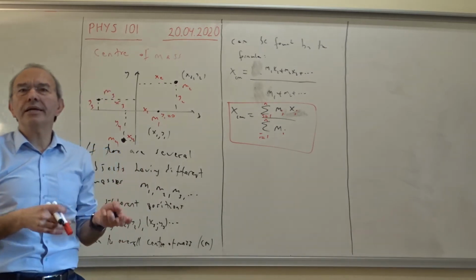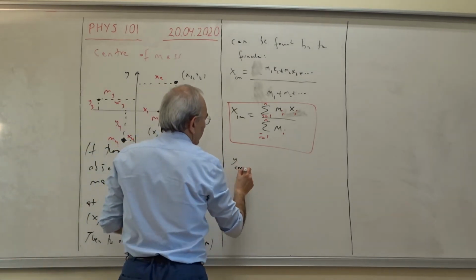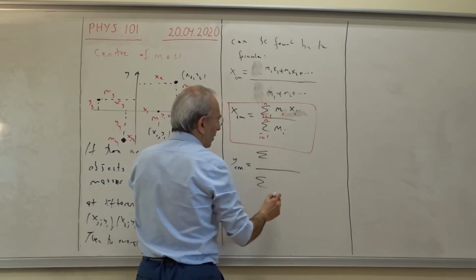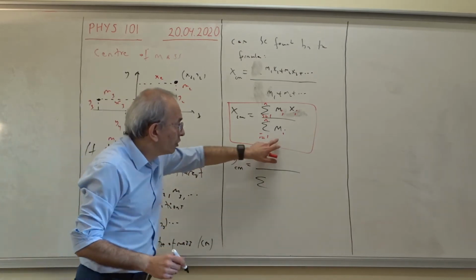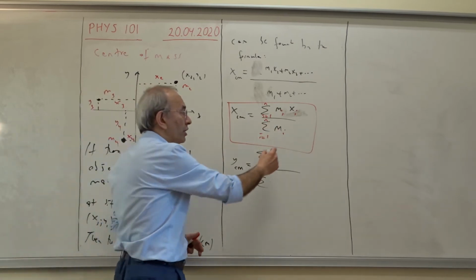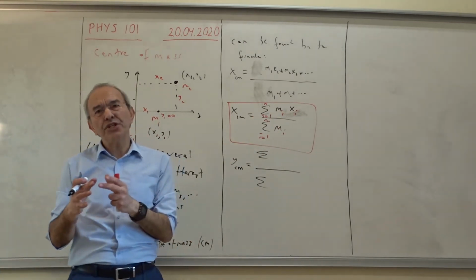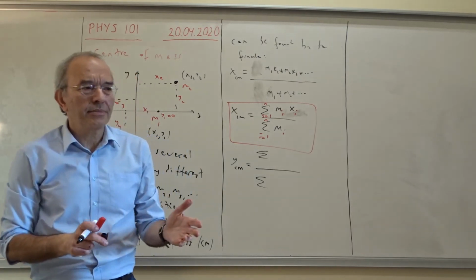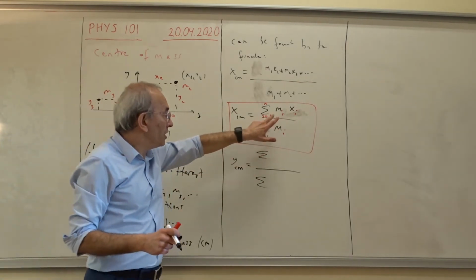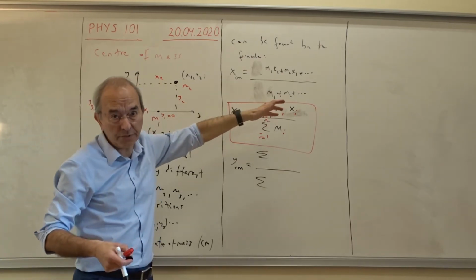Of course, we apply the same idea to the y component, so it is easy to write the y value. Y center of mass will be, again, a summation divided by another summation. But let me immediately warn you that these mi do not cancel, please. There is no way to cancel them and get just xi at the end, because this is like the weighted average of exam grades or votes. Each mass is multiplied by its own coordinate, so there's no cancellation here.